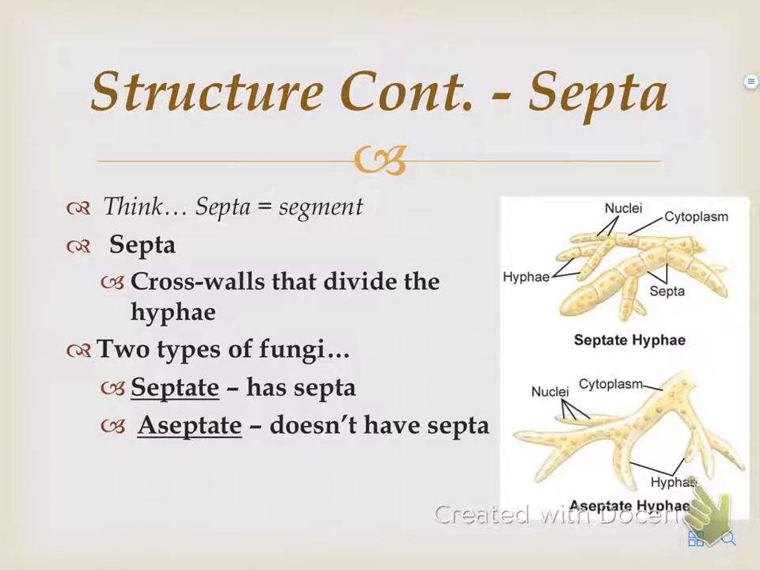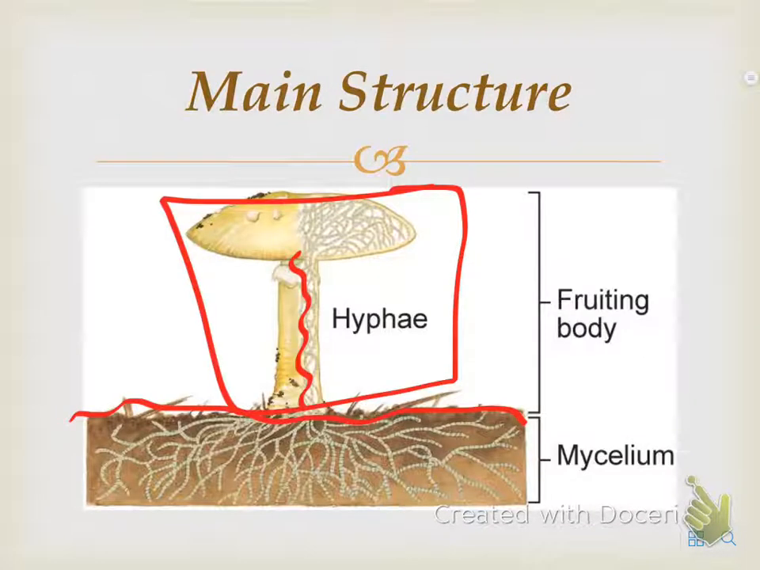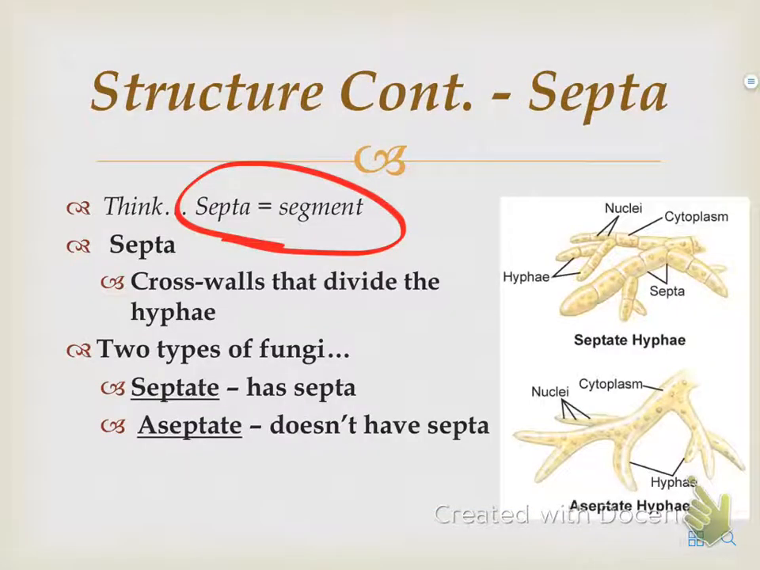So about the structure, the septa. If you think septa, think segment. Okay, so septa are just cross walls that divide the hyphae. If we go back, remember the hyphae is this part up here, and it's technically part of the mycelium too. So there's two types. There's septate fungi, and there's aseptate. So septate has septa, and aseptate doesn't.